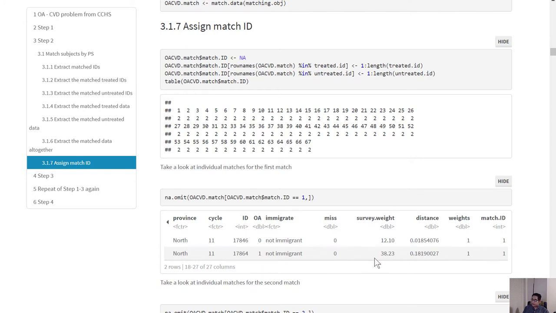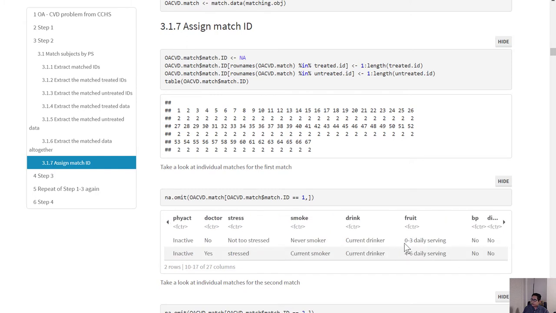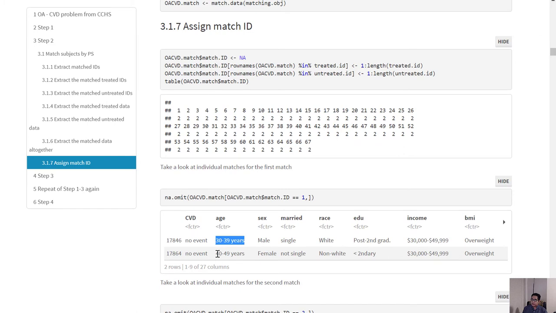The survey weight variable was not matched, but the immigration variable was matched in terms of propensity score. So not immigrant, and then fruit, you see some of them, in the control group it was 0 to 3, but in the treated group it was 4 to 6. That means we are not going to get exact matching, but overall covariate distributions are going to be somewhat similar. So for example, in here smoking was never smoker and current smoker and things like that. Physical activity was similar, but you will see some of the variables differ to some extent, right?